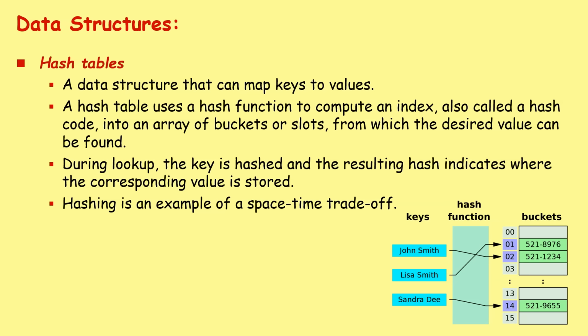Hash tables: a data structure that can map keys to values. A hash table uses a hash function to compute an index, also called a hash code, into an array of buckets or slots from which the desired value can be found. During lookup, the key is hashed and the resulting hash indicates where the corresponding value is stored. Hashing is an example of a space-time trade-off.